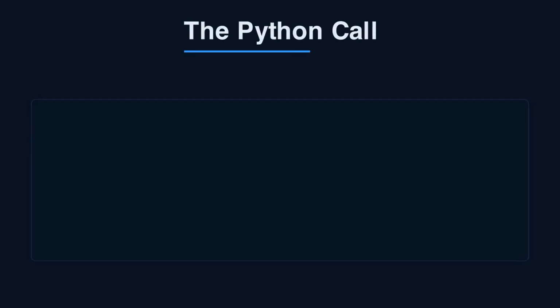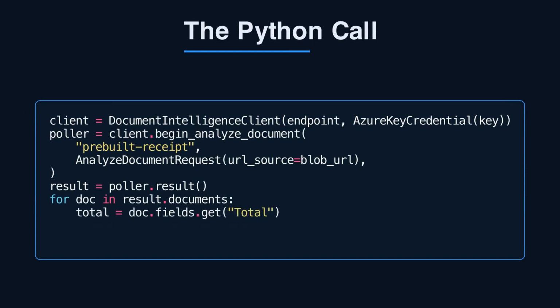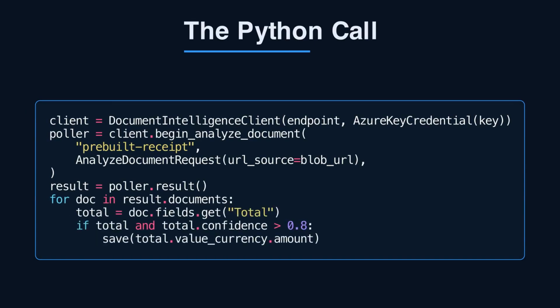The code is short. Point the client at your endpoint and key. Call begin analyze with the pre-built receipt model ID. Poll the result. Then read documents and their fields. Each field has a value and a confidence you must check. Store the key from key vault, never in code. Line items come as an array you iterate.